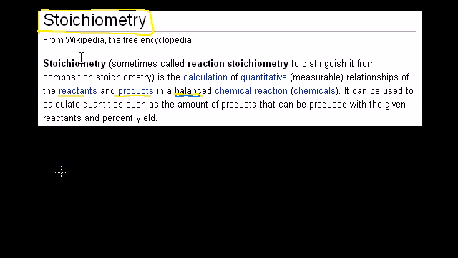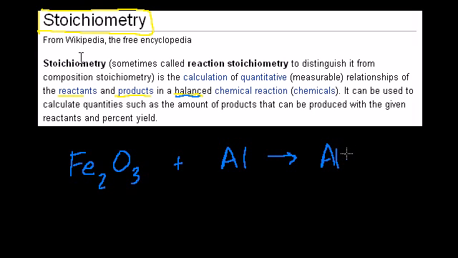Just so we get practice balancing equations, I'm always going to start with an unbalanced equation. So let's say we have iron(III) oxide, Fe2O3. You have 2 iron atoms with 3 oxygen atoms, plus aluminum, Al, and it yields Al2O3 plus iron. Remember, when we're doing stoichiometry, first of all, we want to work with balanced equations.